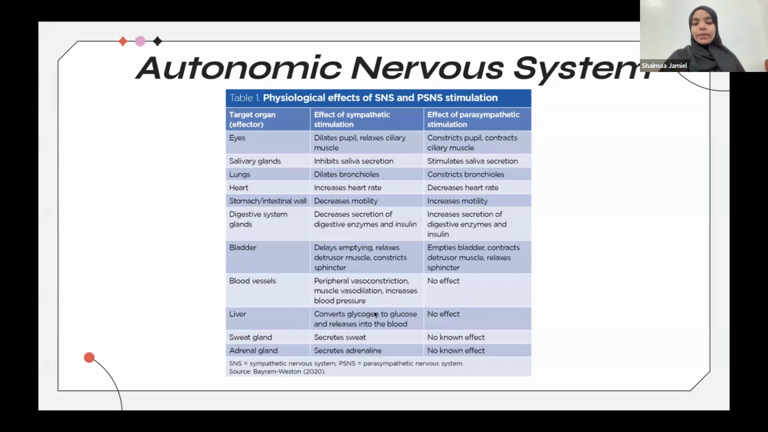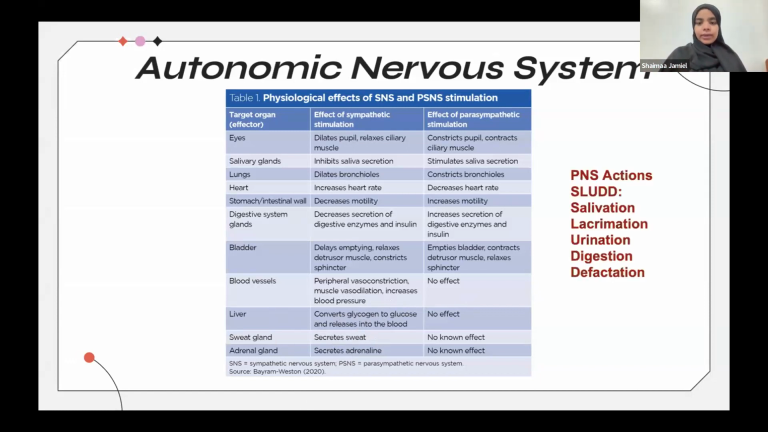Then we have the liver. Here we convert glycogen to glucose, obviously because you want energy. For the sweat glands, as we said, it secretes sweat, however through acetylcholine. And the adrenal glands secrete adrenaline.